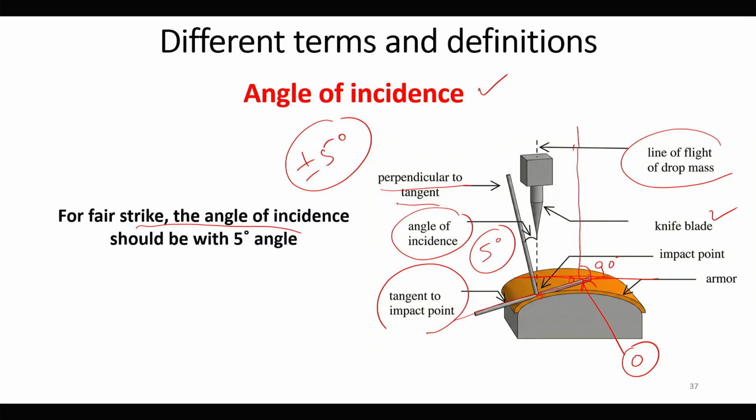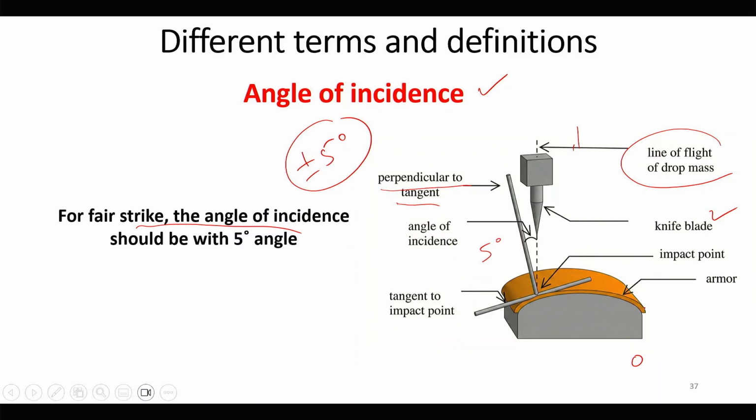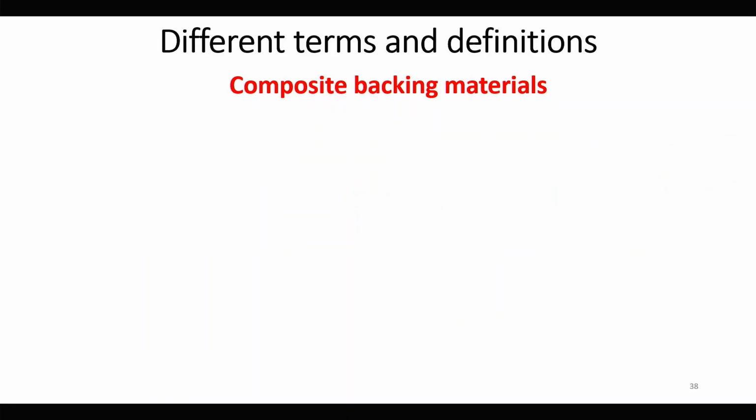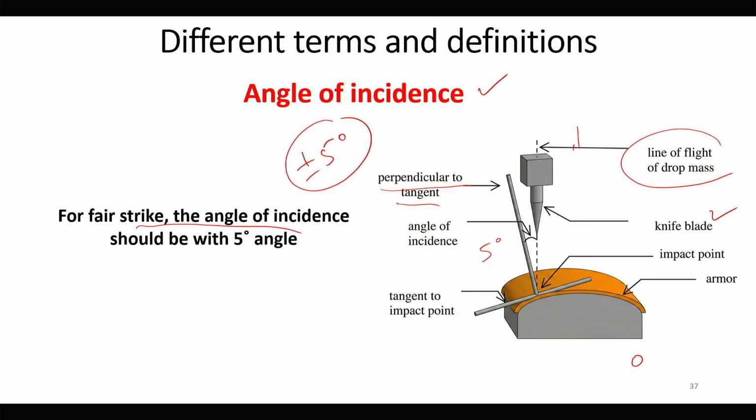Here it will be 90 degree, so the angle of incidence will be 0 degree. So, the deviation from the perpendicular angle should typically be a maximum of 5 degree. This is the point of impact, and here is the armor, that is the specimen. If it is more than 5 degree, then this will not be called a fair strike.